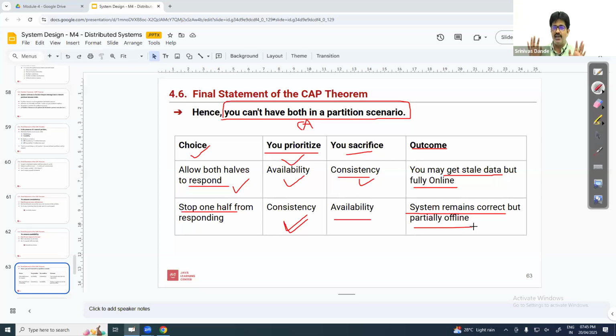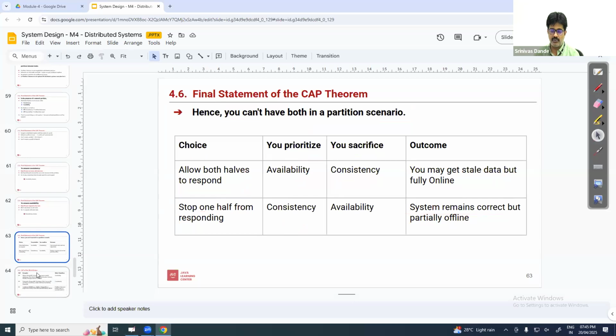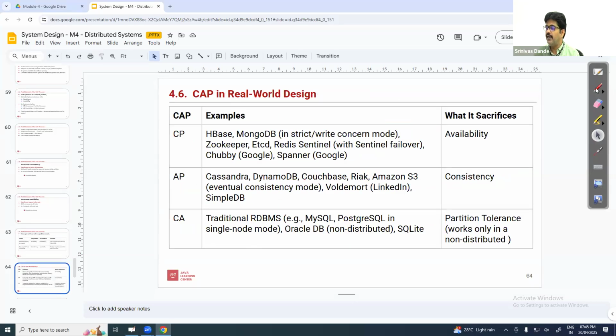CAP theorem theory is clear, guys? Okay. So there are many real world systems. I think you have seen many of these, right? You see, there are the CP systems. So if I ask you, do you know any real world distributed systems which are CP?